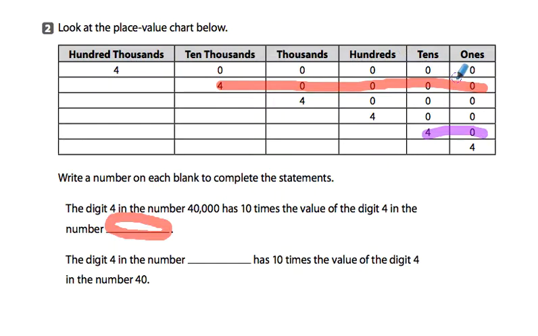Is 400,000 10 times greater? Is 40,000 10 times greater? Is 4,000 10 times greater? Is 400 10 times greater? Or is 4 10 times greater? You're going to write the number that is 10 times greater than 40 right here. All right, pause the video, work out number 2.